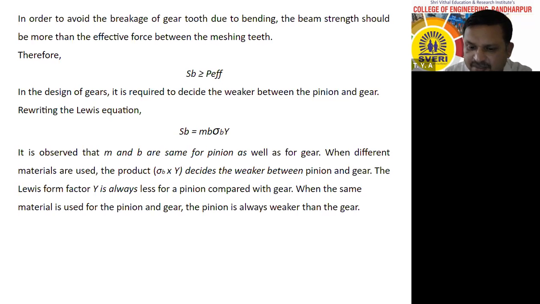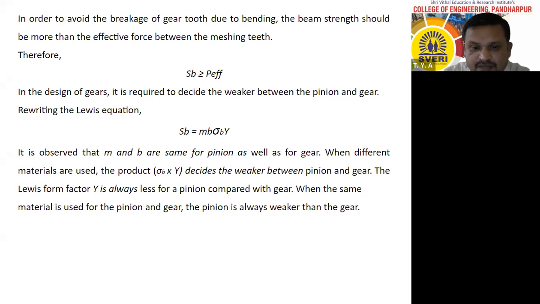Design of gears means we have to determine the module of the gear. Once you determine the module, you can find out the face width. Face width B is equal to 10 times module. You can find out addendum and dedendum. There are standard proportions of gear tooth, so you just have to insert the value of M.